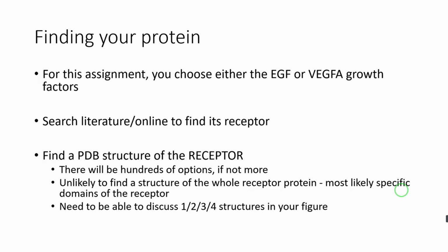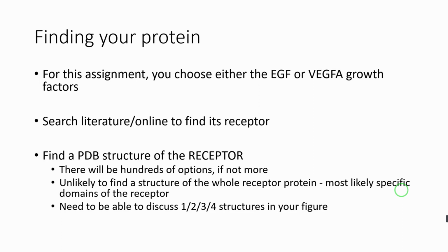Some of these structures may have more than one polypeptide chain, so more than one protein in the structure of the receptor, and that's okay. So the receptor might be dimerized, or it might be in complex with another protein like its growth factor or even other proteins. So there might be more than one polypeptide chain in that structure, and that's fine. Those are great to use too.